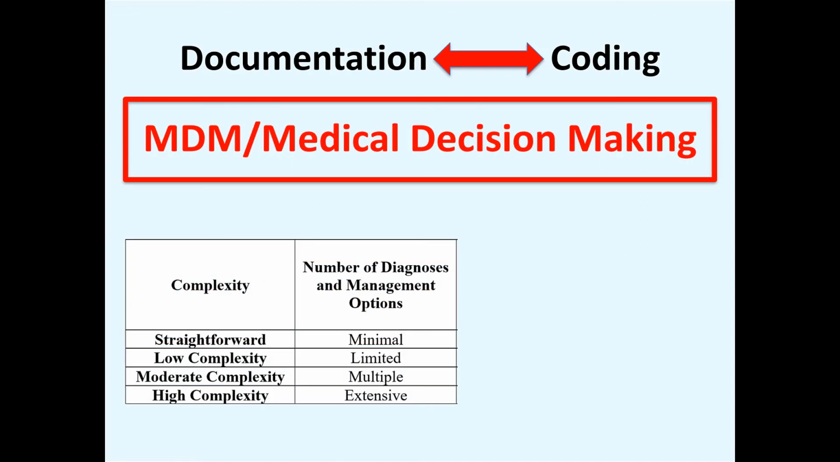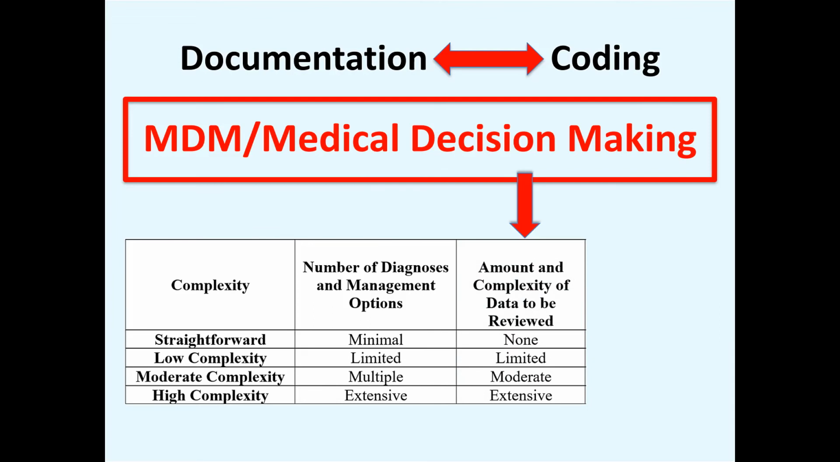So to raise the level of a 99285 comprehensive encounter, your MDM documentation will need to express high complexity in all 3 areas that coders evaluate. The first area is the number of diagnoses. Make sure to list not only your primary impression or diagnosis, but also include comorbidities.